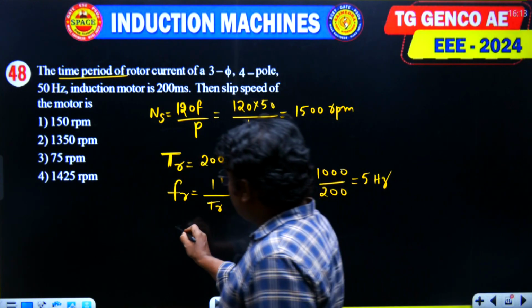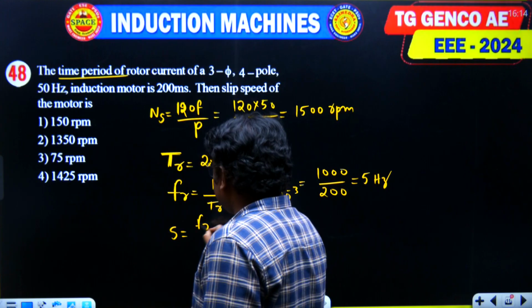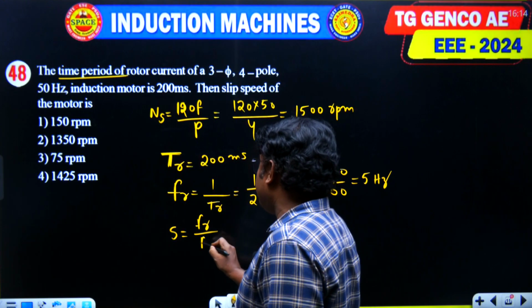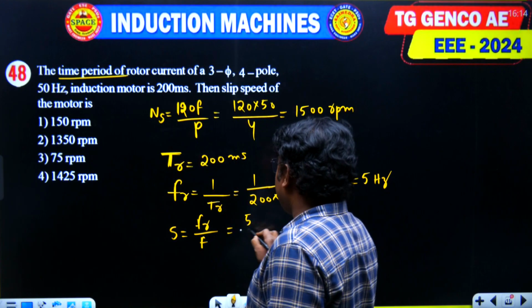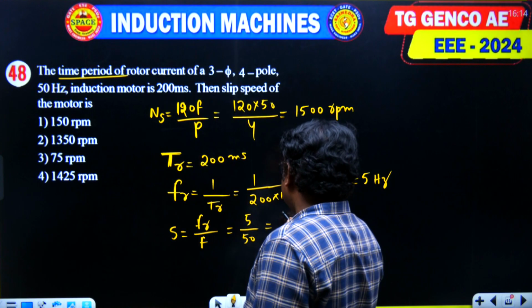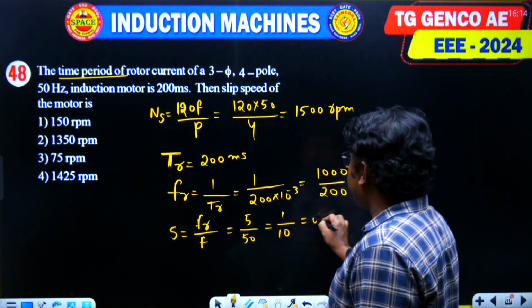Now the slip S. We know that FR is equal to S into F. So S is equal to FR divided by F, which is 5 divided by 50. So 5 divided by 50 means 0.1, that is 1 by 10. So now the slip is equal to 0.1.